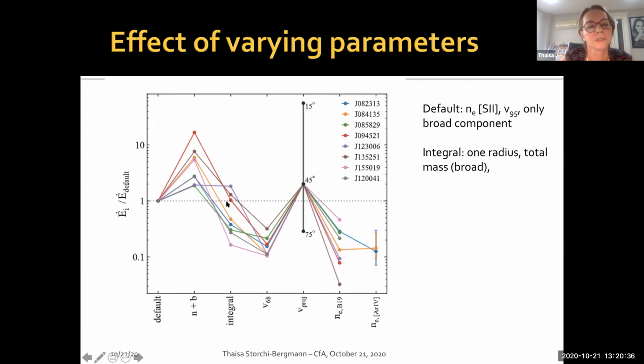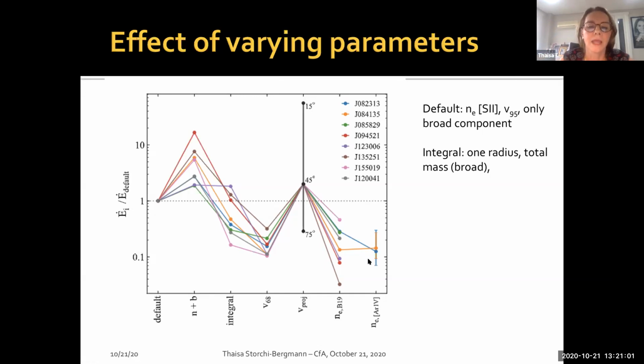There is a method here that I don't have time to explain, but for example, if you use a lower velocity, that's not the velocity in the wing, then we decrease the power. Then the effect of the inclination is very large. We don't know exactly the orientation of the outflow, so it's very large. We show here from 75 degrees to 15 degrees, the angle relative to the plane of the sky.